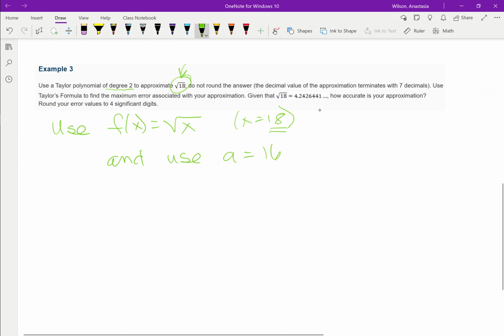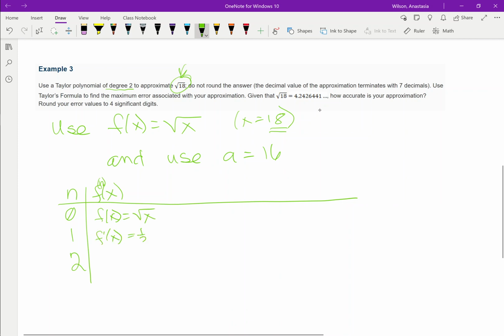Okay, so for our Taylor polynomial of degree 2, we are going to need to differentiate a couple of times. So f of x is just the square root of x. Our first derivative is going to be 1/2 x to the negative 1/2, and f double prime of x is going to be negative 1/4 x to the negative 3/2. We're just using the power rule each time there.